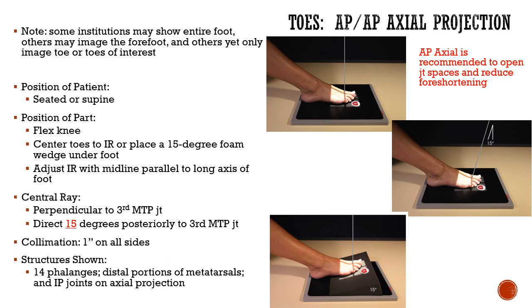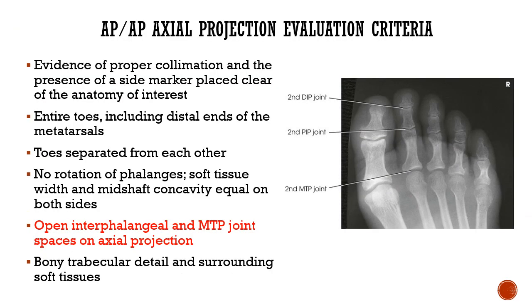We're going to demonstrate the 14 phalanges, the distal portions of the metatarsals, the interphalangeal joints, and the axial projections as well. So we're going to make sure that we get the entire toes and include the distal ends of the metatarsals. The toes should be separated from each other. There should be no rotation of the phalanges and equal soft tissue width and midshaft concavity on both sides of the phalanges. We should have open interphalangeal joints and metatarsophalangeal joints on the axial projection.